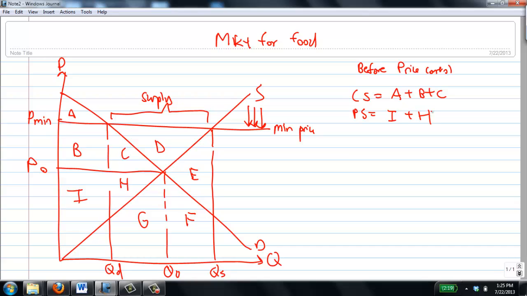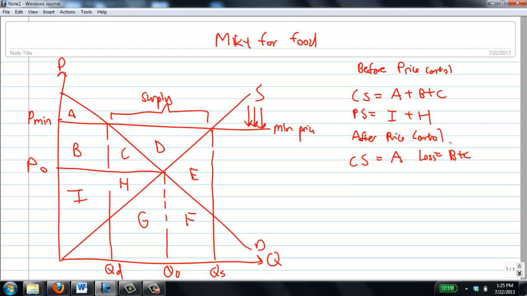Now, after price control, consumer surplus is now reduced to A. So the loss is B and C. Because now after the price control, consumers have to pay a higher price, P minimum, and they consume a lower amount, QD, so they only earn A as consumer surplus.